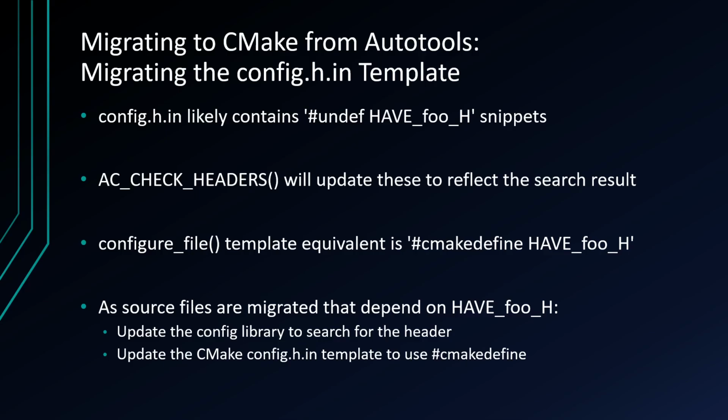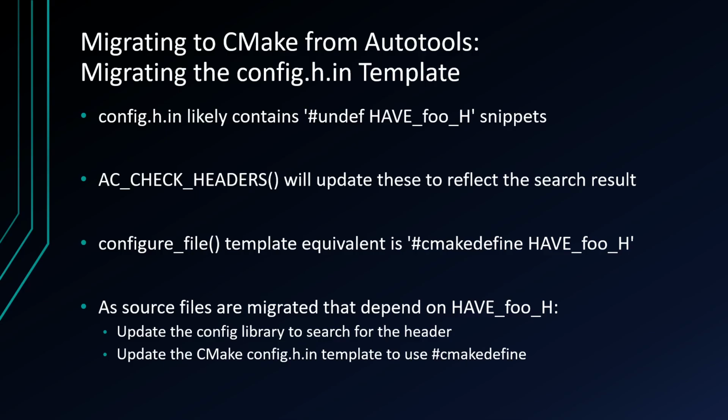In Autoconf, typically the config header template will have something like #undef HAVE_FOO_H, and then AC_CHECK_HEADERS for foo.h. If it's found, it sees that little snippet, the undef, and switches it to a #define.